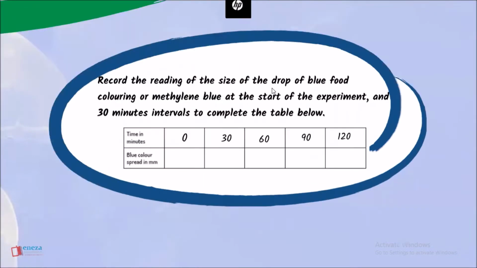In step 4, we'll be required to record the reading of the size of the drop of blue food coloring or methylene blue at the start of the experiment and 30-minute intervals to complete the table below. So you will be watching whatever you have put there as the experiment at intervals of 30 minutes, and you will be recording the reading as you have seen in the ruler, using the ruler.